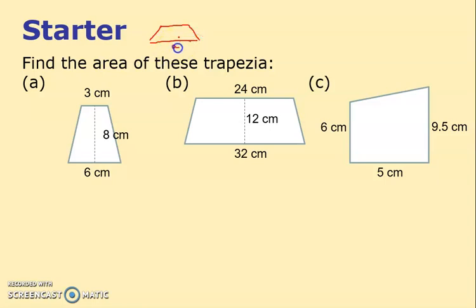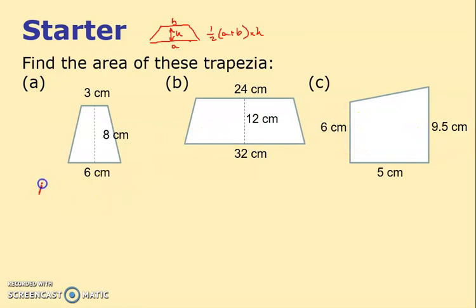You get given two numbers, A and B. These are the parallel sides, and you get given the height in between, h, and the formula is a half of a plus b times h. Remember, this is the area of the trapezium. Now notice two of them are that way around, but this third one's a bit different.